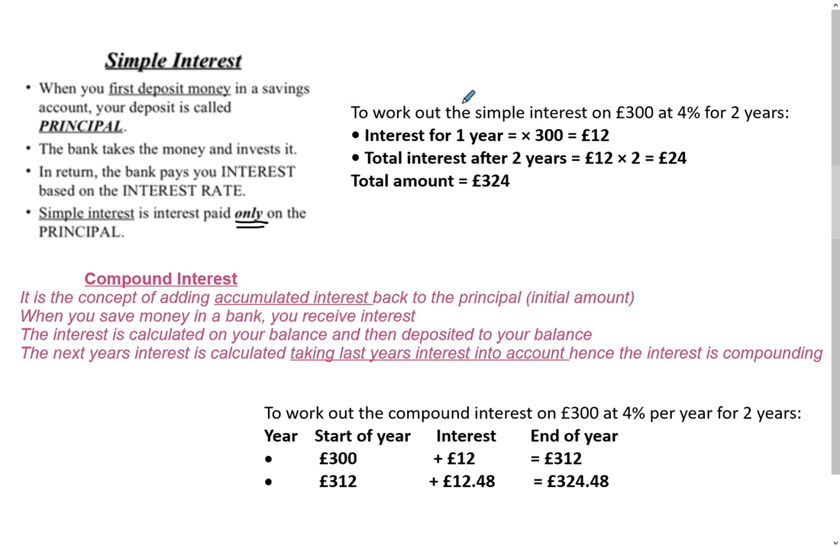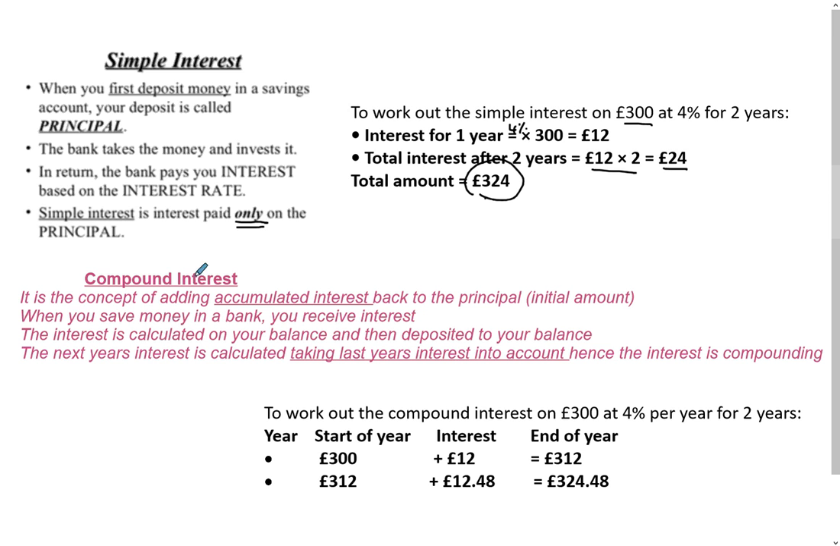Okay, so if you had to work out the simple interest on £300 at 4% for 2 years, the interest for 1 year, you'd get 4% times £300, which is £12. So for 2 years you'll get £12 for 1 year, £12 for the other year. So you have £12 times 2, which is 24. So the total amount will be your 300 plus your 24, which is 324.